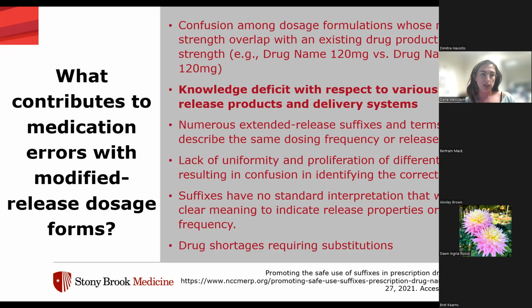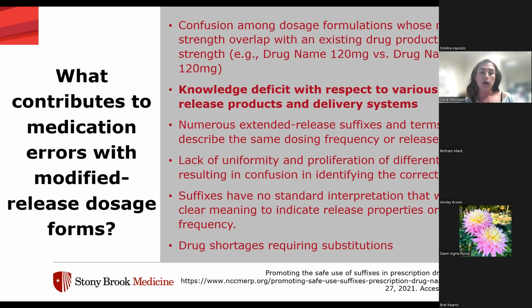The problem with these medications is that it's typically the drug name and then the strength followed by a suffix which could be unknown, as well as the fact that the suffixes that are used have a lack of uniformity and no standard interpretation. So you could have 2 different drugs that are followed by XR and they don't necessarily have the same strength, they don't necessarily have the same frequency, so it can get really confusing if you're going to use the same suffix with no standard interpretation.